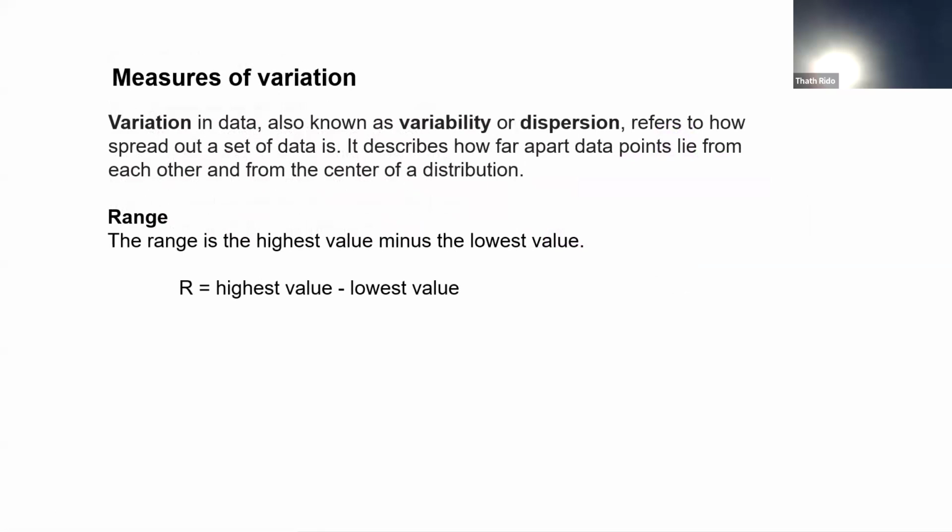The variation in the data, also known as variability or dispersion. So it's the same word, variability or dispersion. Refer to how spread out a set of data is. It describes how far apart data points lie from each other and from the center of a distribution. So you know that the center of distribution is normally it's mean, the most used.